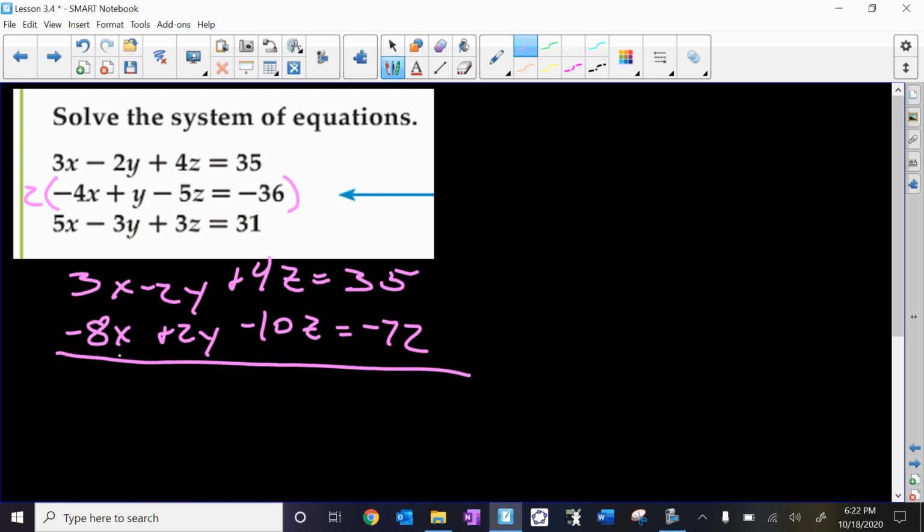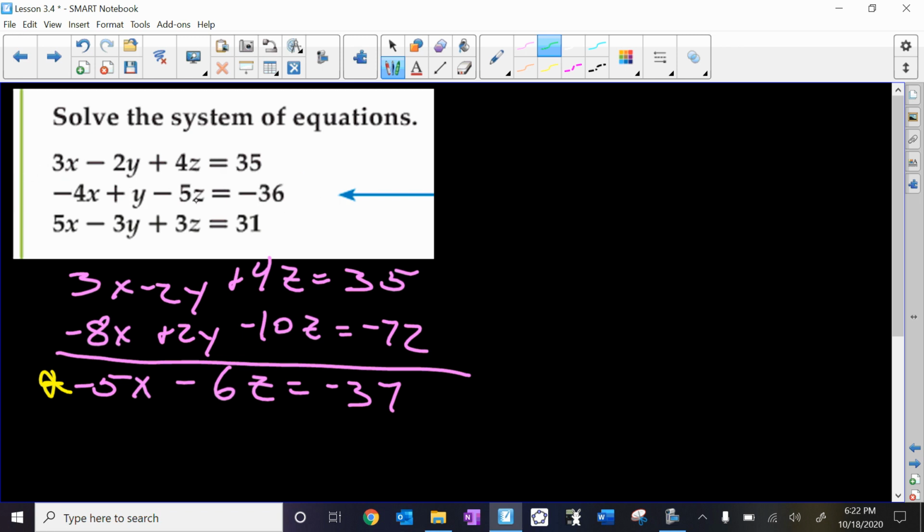I can add these equations together and it will get me a negative 5x. My y's are gone. Minus 6z equal to 35 minus 72 is going to get us a negative 37. I'm going to put a nice star next to this equation because I'm going to need to use it later.